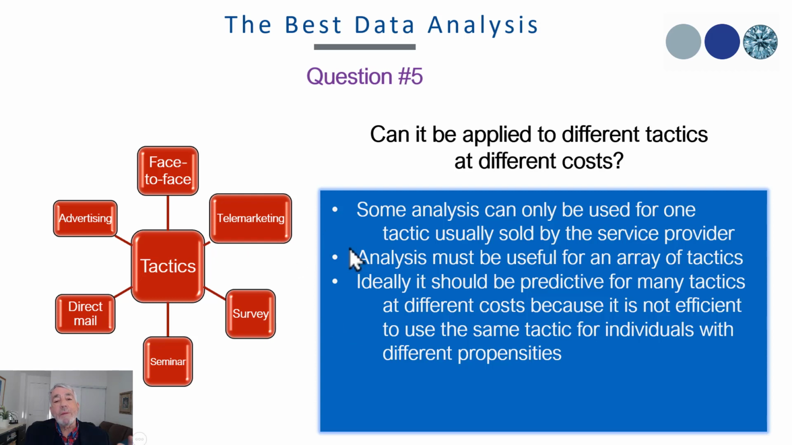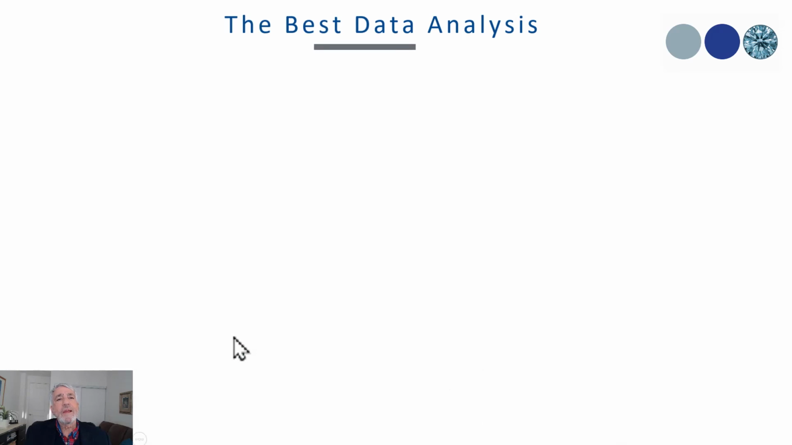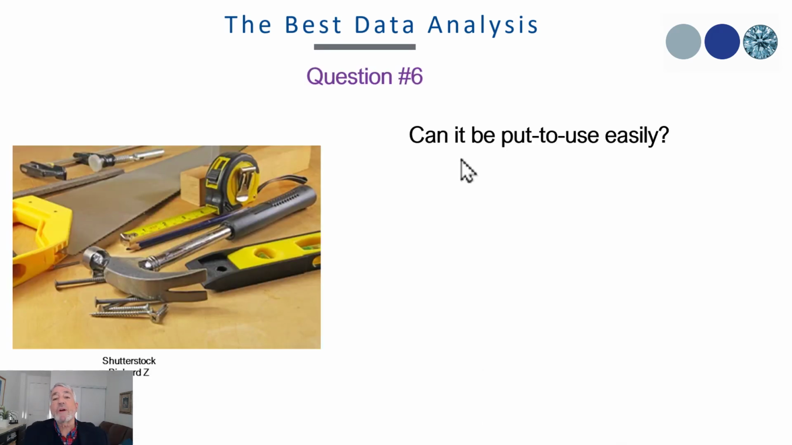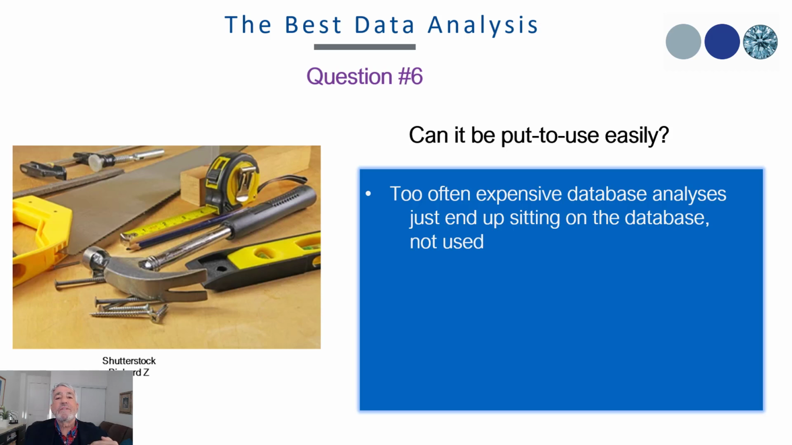So you marry up the propensity, the likelihood of the gift, with the type of tactic that's required. That's how you structure a complete proactive program. You match the highest likelihood with the highest cost and the lowest with the lowest. The next question, and you must ask this question of anyone talking to you about a database analysis: can it be put to use easily? I've too often found expensive database analysis just sitting on the database, not used. Metaphorically, sitting up on the shelf.